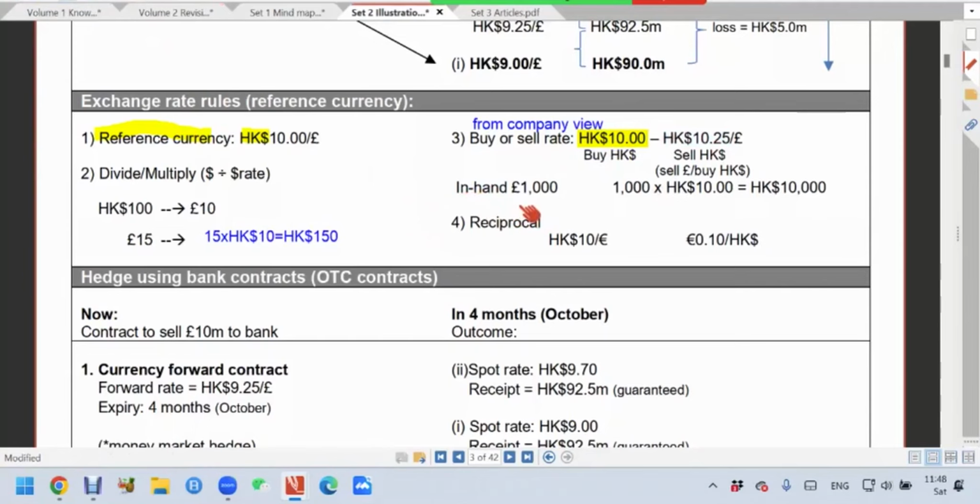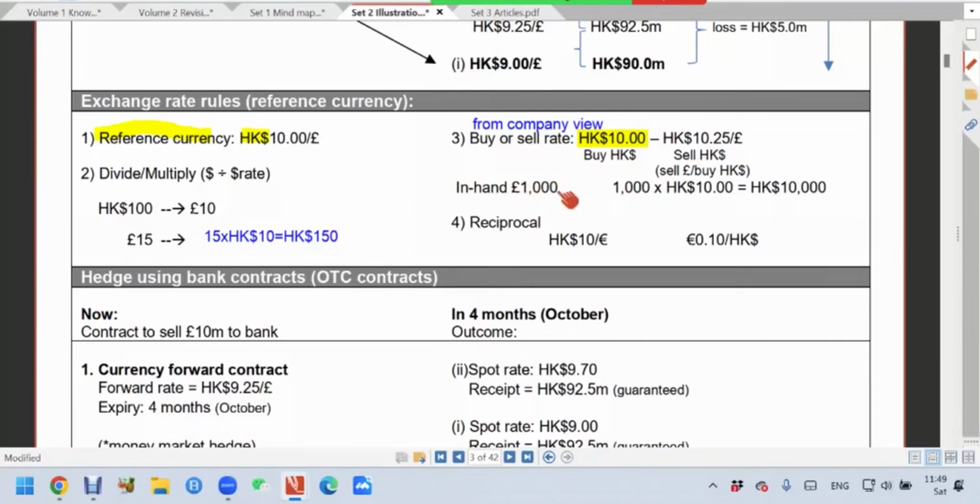Let's imagine that you come back from the UK. You have 1,000 pounds with you, in your hand. They give you Hong Kong dollar against a pound. So this is pound. Reference currency is Hong Kong dollar. I know that I have to multiply. So 1,000 pounds here, you want to exchange. When you go to the bank, this is pound, this is Hong Kong dollar, so you have to multiply here. Bank will give you less money.